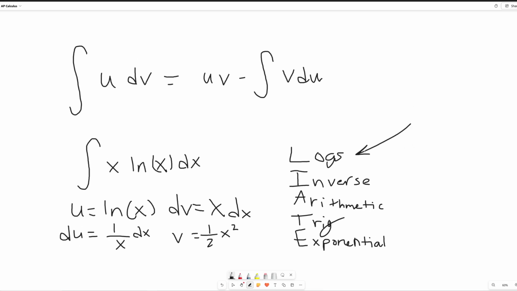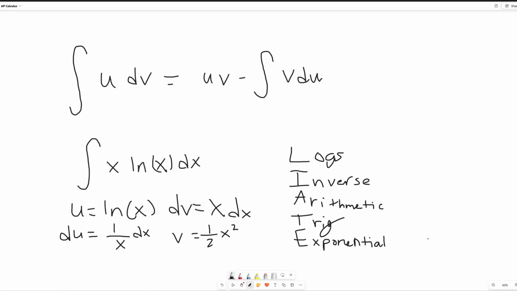So you start off with logs. If you have any logs in your function, which we do here, we have natural log of x, you want to pick that as your u. Because you don't really know the integral of that, so taking the derivative of a log is much easier. And then inverse is for inverse trig, like inverse sine, which we will be integrating. Arithmetic is just any polynomial, x, x squared, whatever. Trig, sine and cosine. And an exponential is the last one. Avoid it if you can.